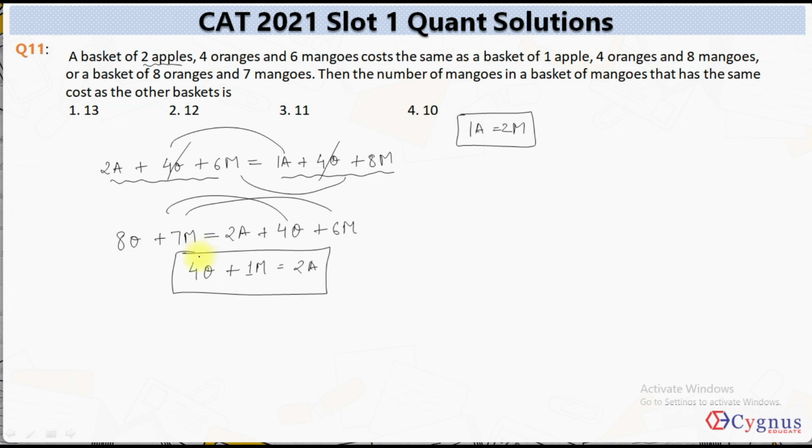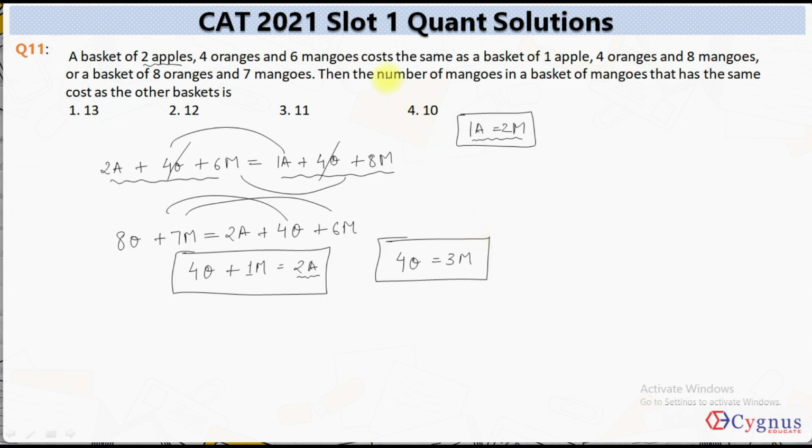Yes or no? So if you try to get the relationship between orange and mango, what you'll do? You'll replace these 2 apples with mangoes. 1 apple is 2 mangoes, so these 2 apples will become 4 mangoes. When you put 4 mangoes here, what you'll get? 4 oranges are equal to 3 mangoes. So I know the relationship between apple and mango, oranges and mango.